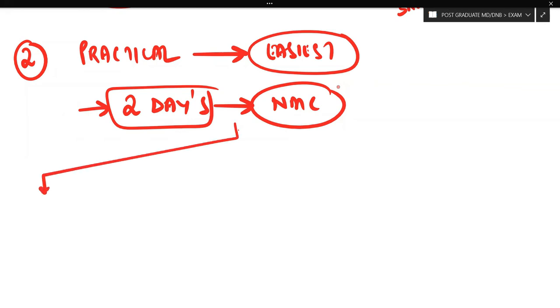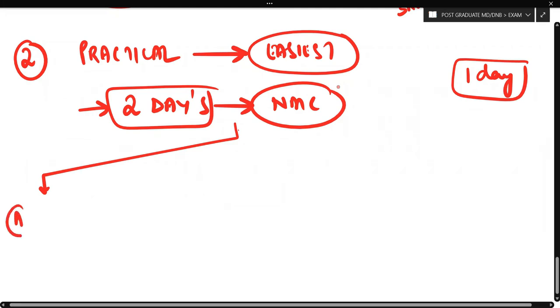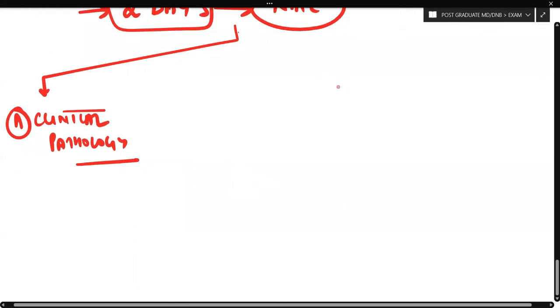This is the first division, the 1-day division. Let me show you what all things are there. For example, the first important part in the practical, if I mark, is your clinical pathology. Now, whatever books you are reading, I'm not going to say from where you should read or what you should read. Whatever book you are reading, you read from there.